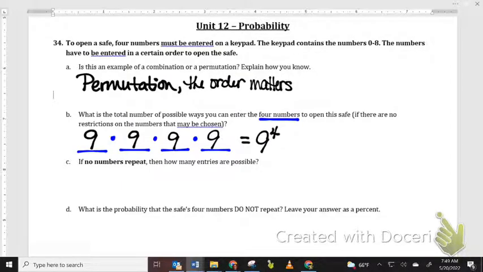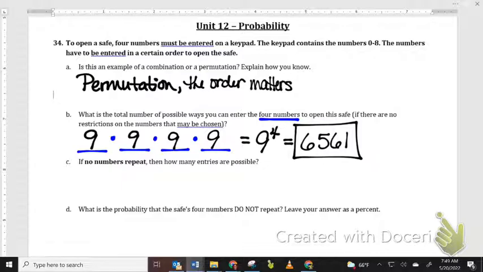I need somebody to grab their calculator for me because I do not know what 9 to the fourth is off the top of my head. 6,561. 6,561 different possible codes that could open this safe. Whatever brand of safe this is, if they have produced more than 6,500 some odd of these, there's 2 people out there that have chosen the same code.